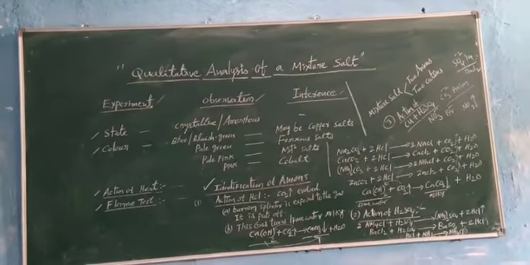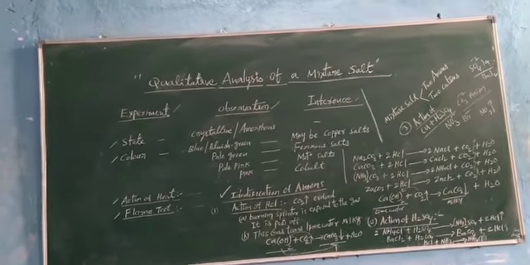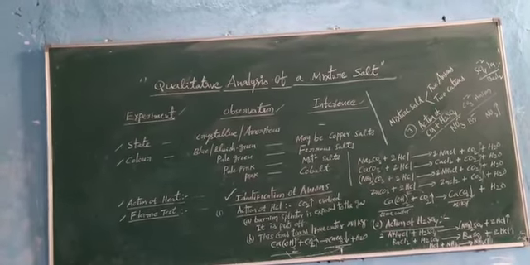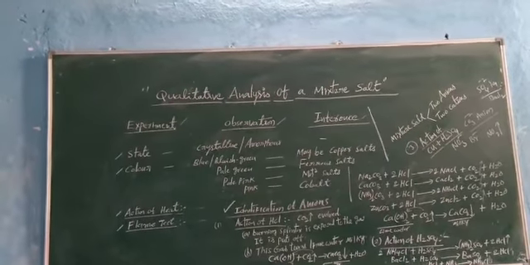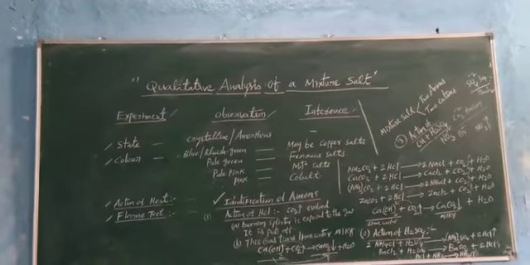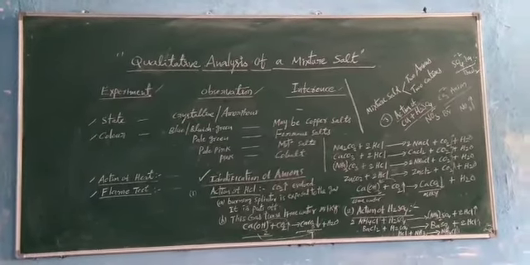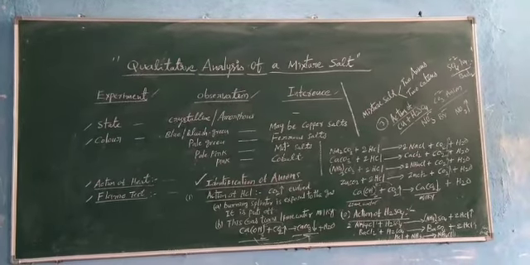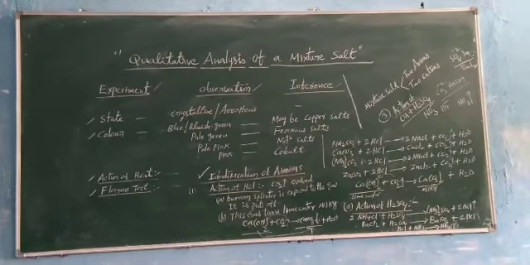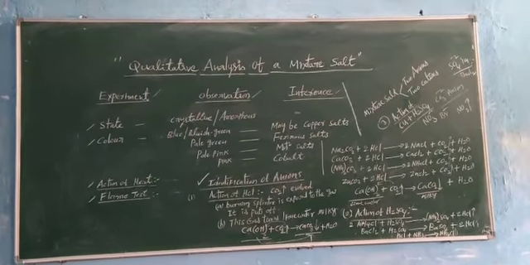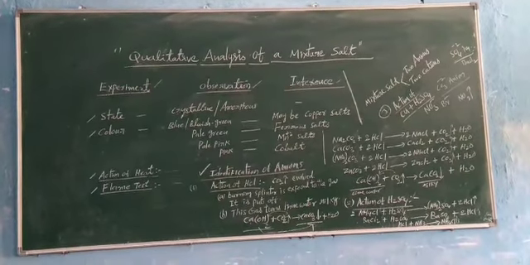Next, the ethyl borate test. It is for borate ion. Action of concentrated H2SO4 plus ethyl alcohol: to a small amount of the given mixture, concentrated H2SO4 and ethyl alcohol are added and heated. The volatile vapors are ignited. Vapors burn with a green edged flame. It indicates the presence of borate ion.